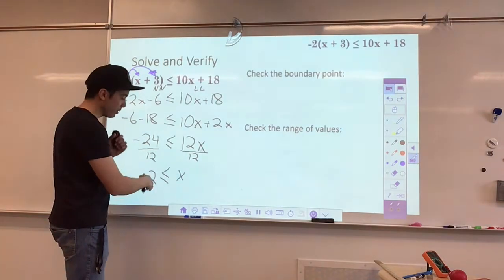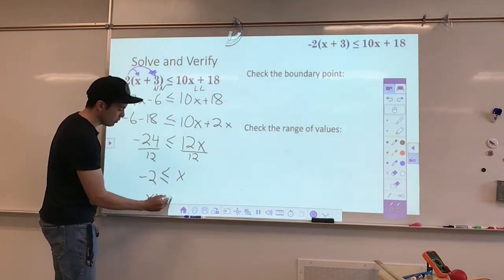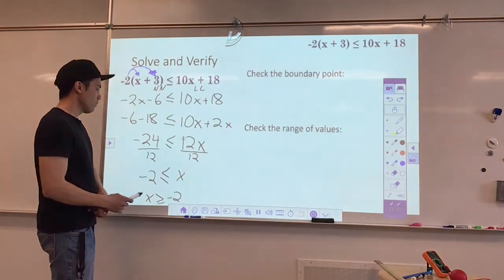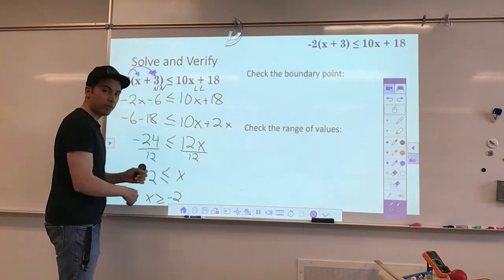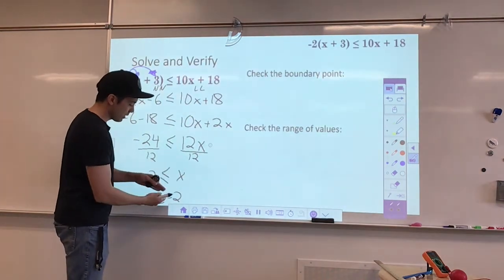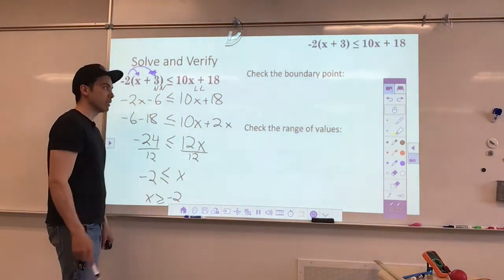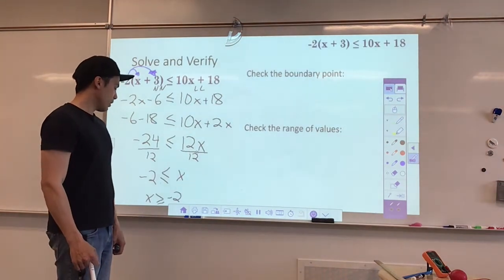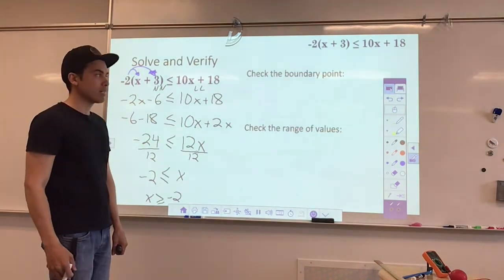If I wanted x to be written on the other side, I could also think of it as x is greater or equal to negative 2. The mouth of the alligator, if you think about your greater than and less than signs like that, is opening towards x. So on this side, it needs to open towards x there. But you could just leave it like this right off the bat. So I got x is greater or equal to negative 2, or negative 2 is less than or equal to x. Both mean the exact same thing.